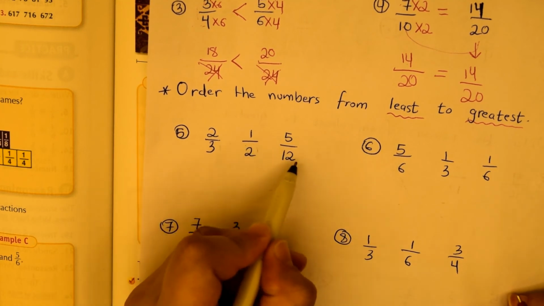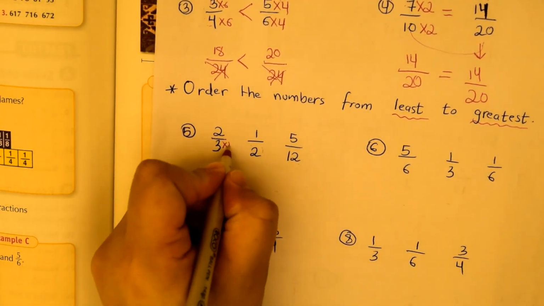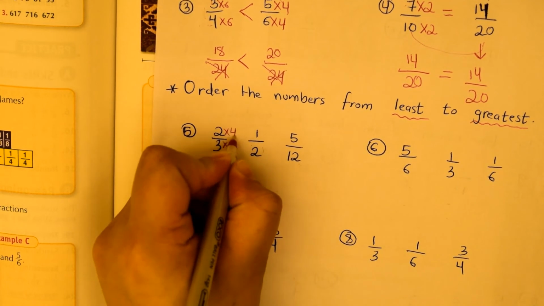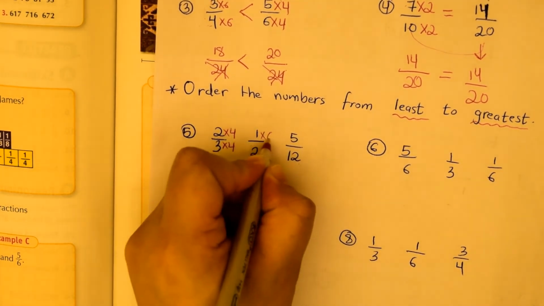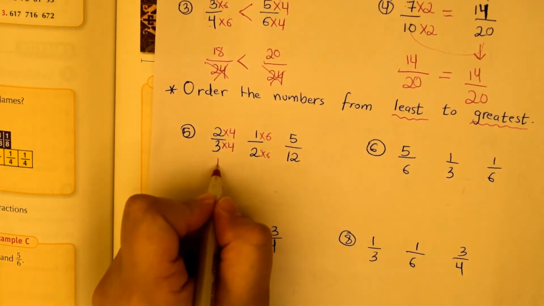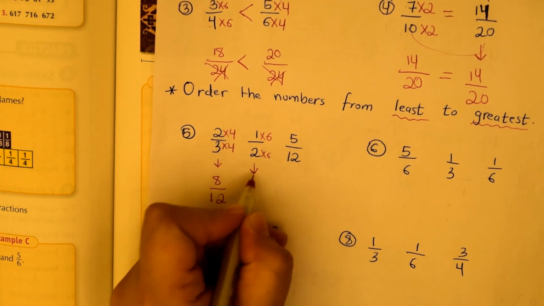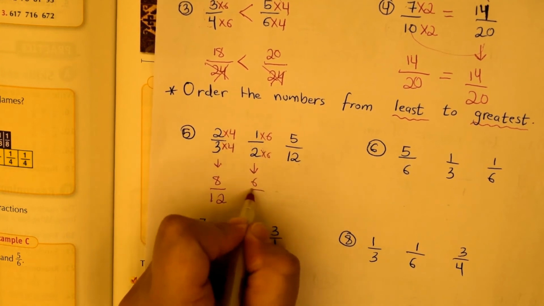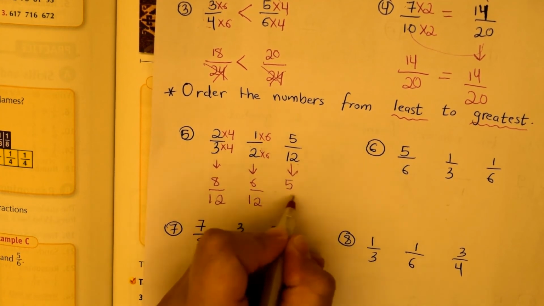Can I make the 2 12? Yes, I can by multiplying by 6. So to make 3 12, I will multiply by 4 up and down. And to make the 2 12, I will multiply by 6 up and down. So here I have 2 times 4, 8 over 12. Here 1 times 6, 6 over 2 times 6, 12. And this fraction will go down.